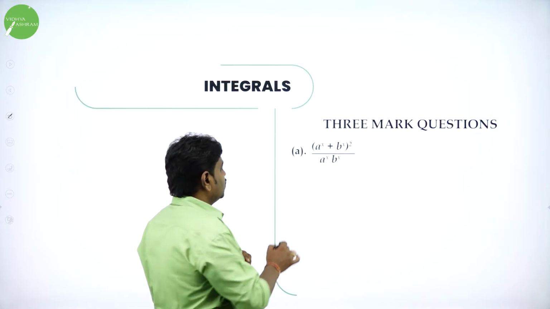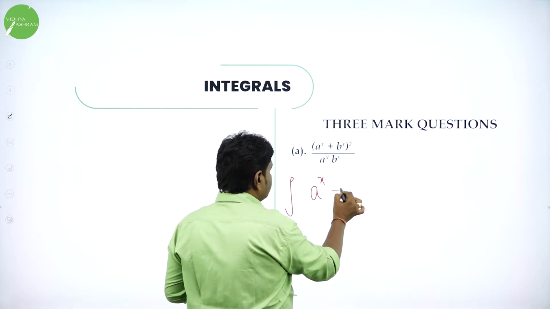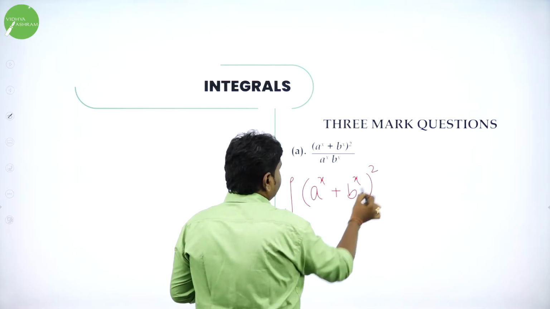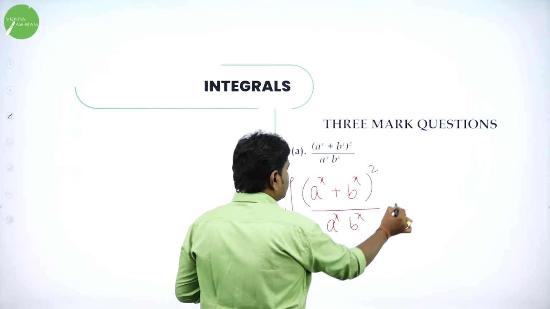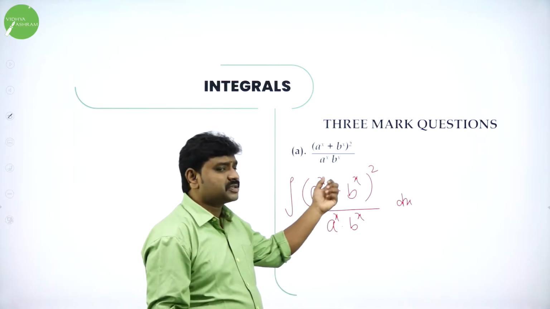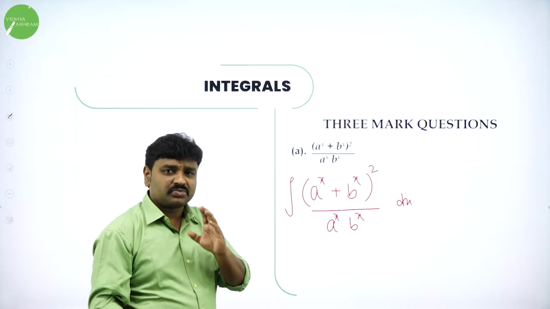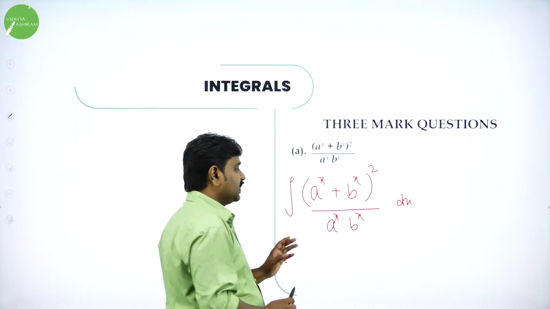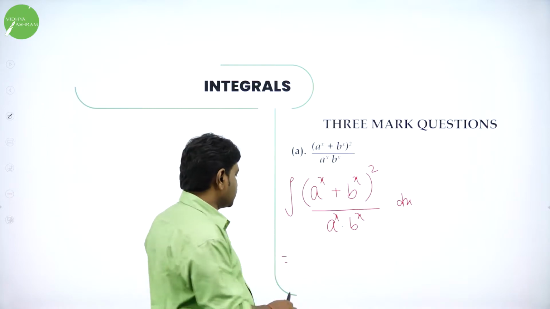See, first they want you to integrate a power x plus b power x the whole square by a power x into b power x with respect to what? X. Now numerator is in the form a plus b the whole square. What is a plus b the whole square? A square plus b square plus 2ab. So don't integrate. See, the symbol of integration with respect to x I am retaining as it is. First let me simplify this.